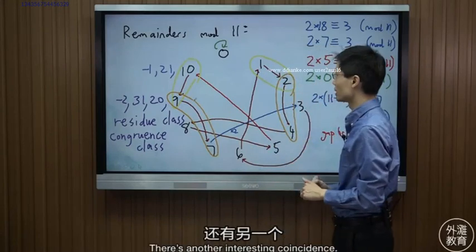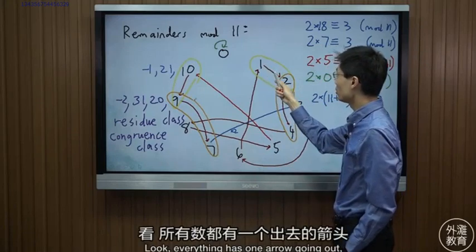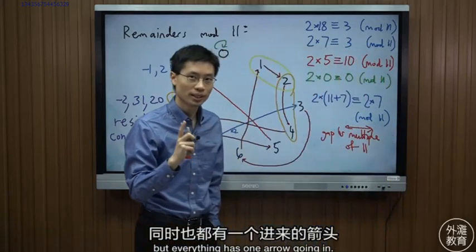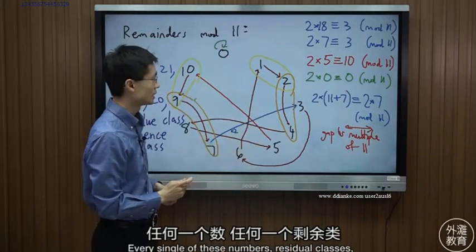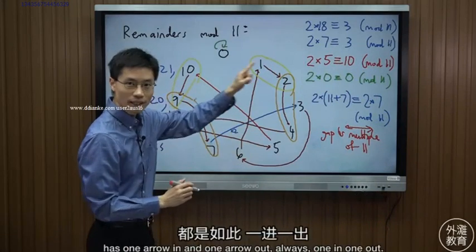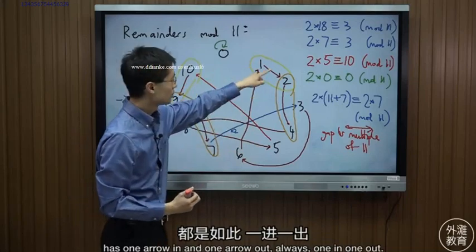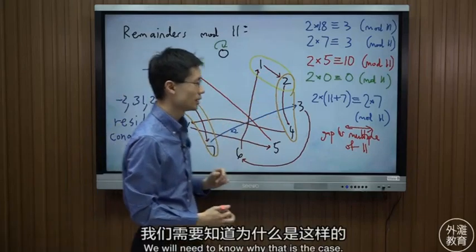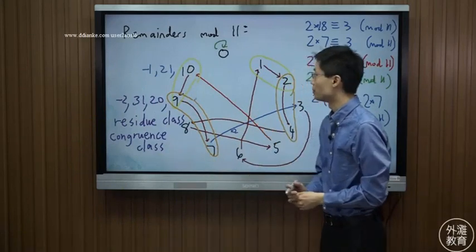That's one interesting coincidence. There's another interesting coincidence. Look, everything has one arrow going out, but everything has only one arrow going in. Every single one of these numbers, residue classes, has one arrow in and one arrow out. Always, one in, one out. That would need a proof. We will need to know why that is the case. We'll do that in another lesson. This is just to introduce the picture.